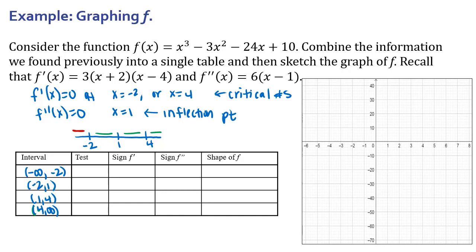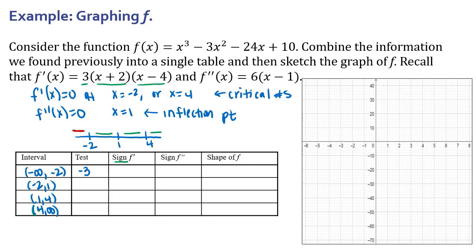So again, we're combining all of this together. If we do a test point in the first interval of -3, we already did this test point, but let's look at it again. If I put -3 into the first derivative, you get a positive number times -3 plus 2, which is -1, so times a negative, and that's -7.